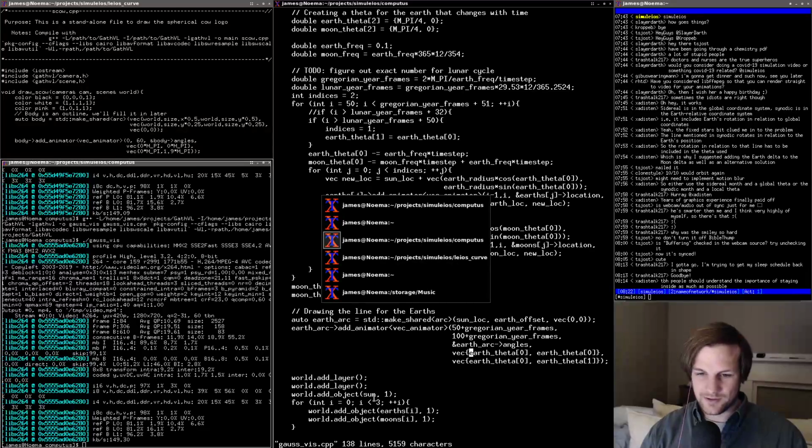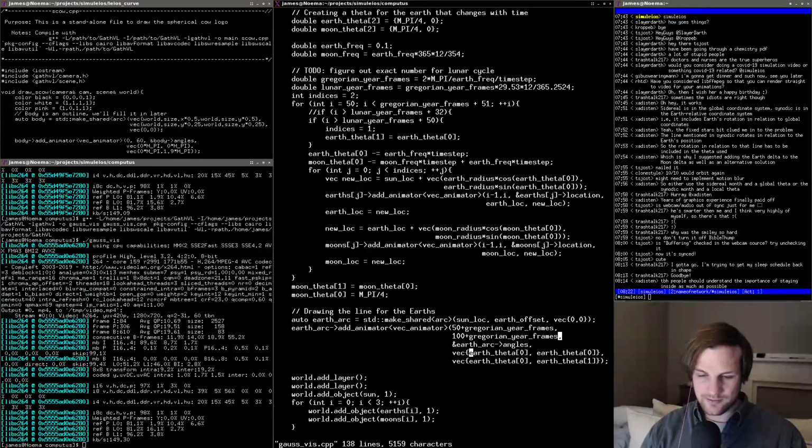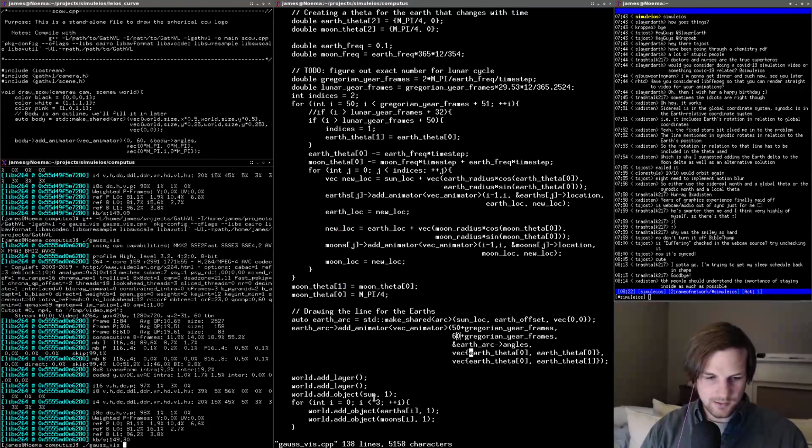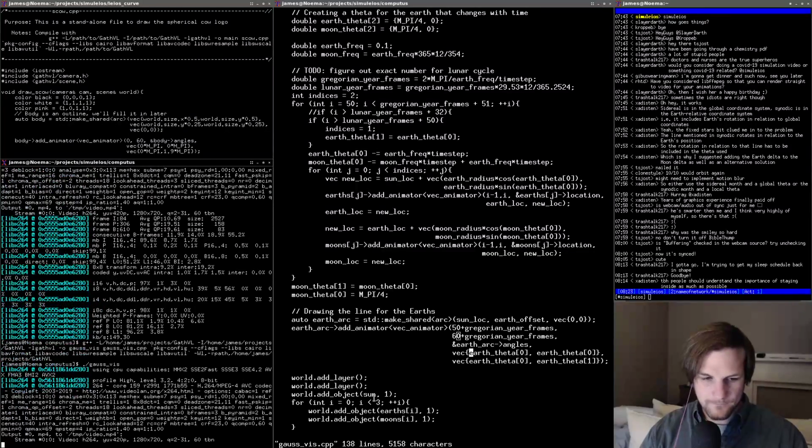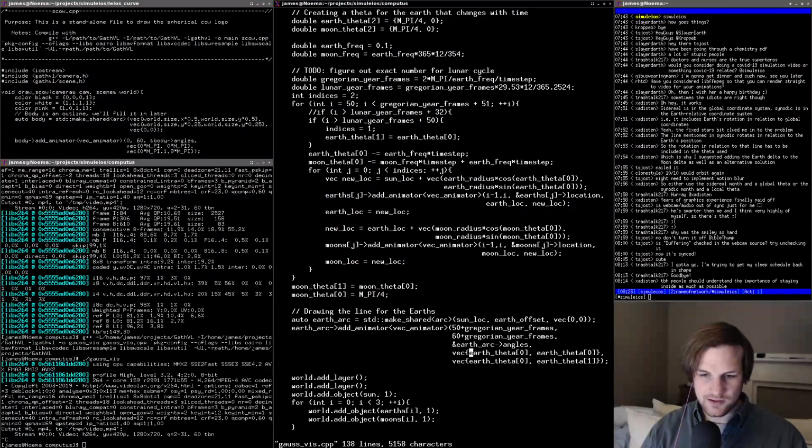Let's increase the animation here to be a bit shorter. It'll be just 10 frames. Let's do G++, Gauss visualization. Oh, I think I see what happened. Control C. I think this should just be 10. I don't think it's an animation from point A to point B. Where's our other animators?